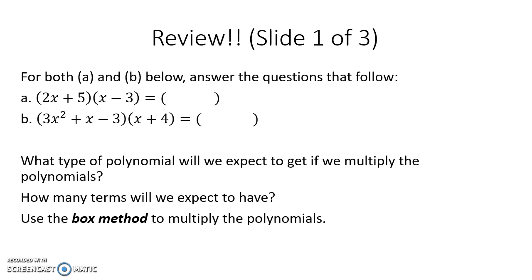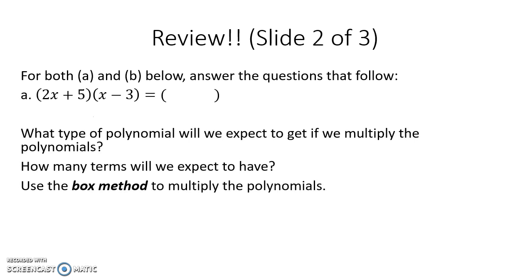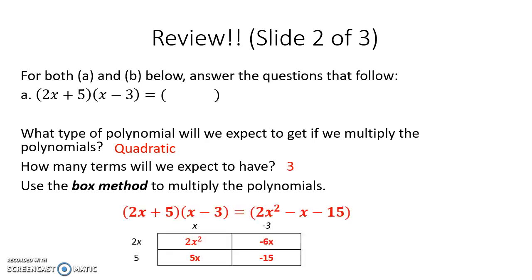I'm not going to spend as much time on this because this is more review for the next setup, but I will go over it a little bit. So here we have a linear times a linear. That should be a quadratic. A quadratic in standard form has 3 terms, so we should expect 3 terms. And now to use the box method, we can just put one of the polynomials on the left, one on the top, and then multiply down inside the boxes to get that this gives us 2x squared minus x minus 15.